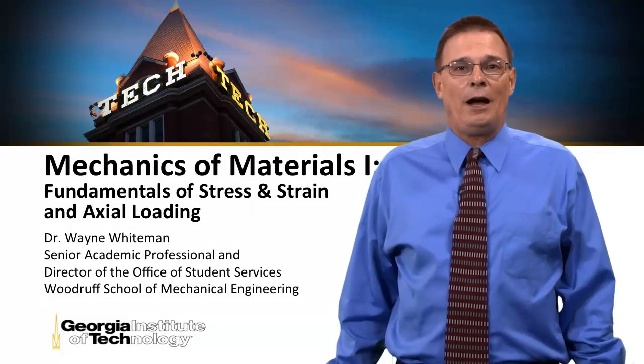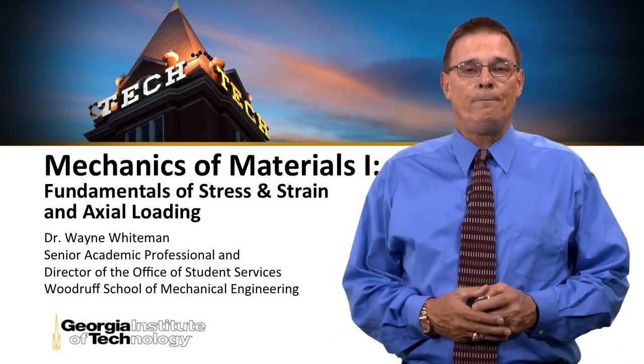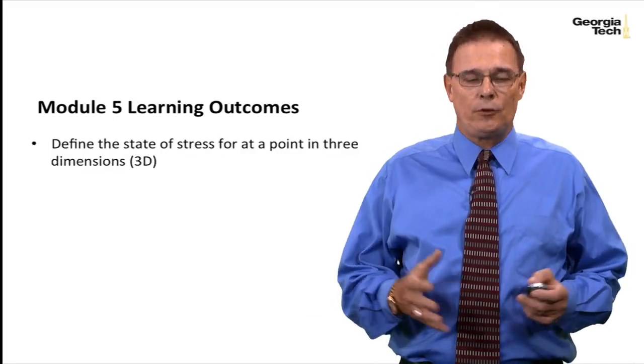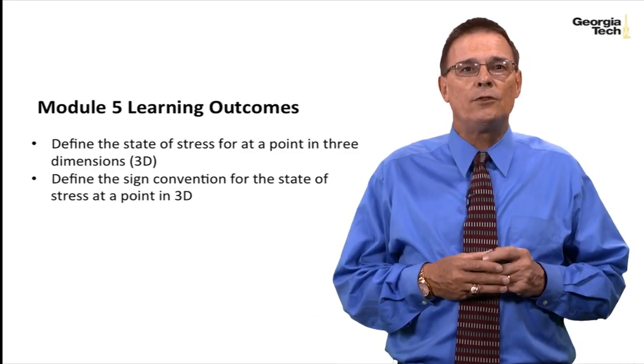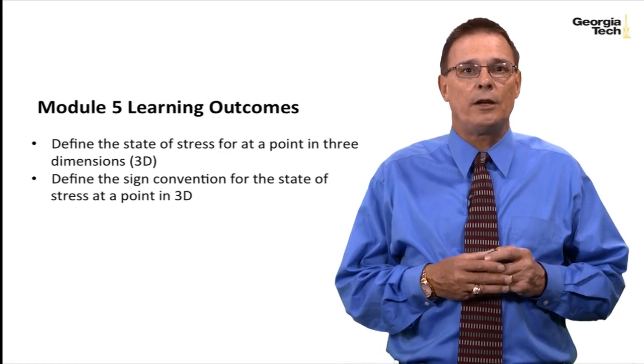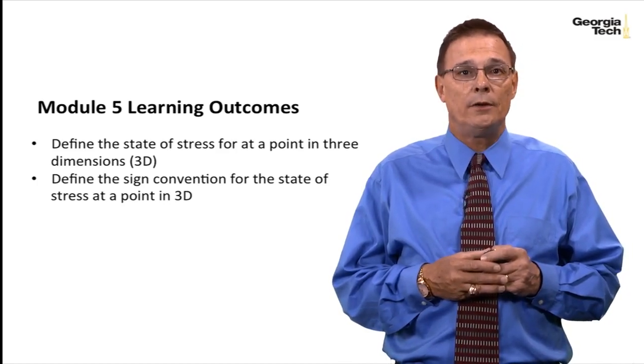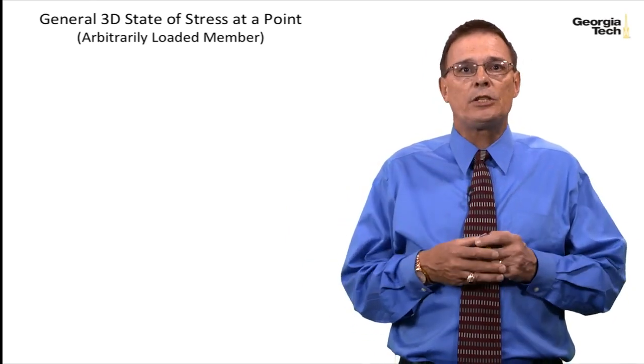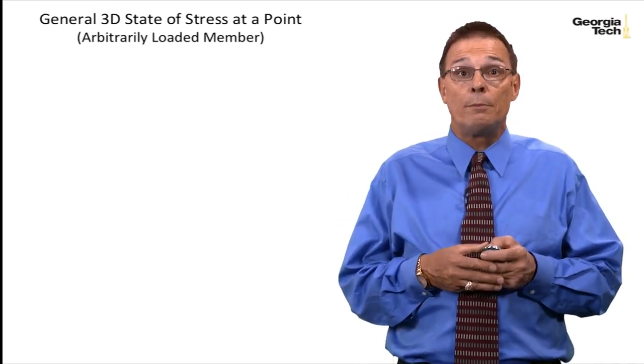Welcome to Module 5 of Mechanics of Materials Part 1. Today's learning outcomes are to define the state of stress for a point in 3 dimensions and to define the sign convention for a state of stress at a point in 3D. This will be a very general theory. It's a general 3D state of stress for an arbitrarily loaded member.